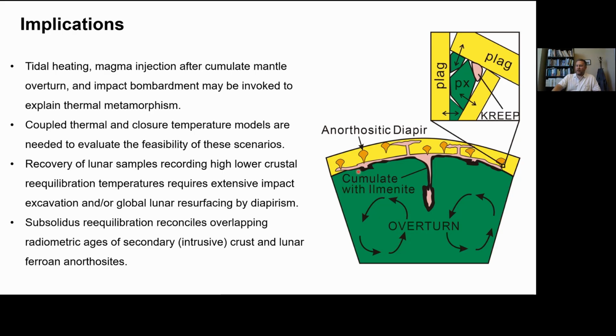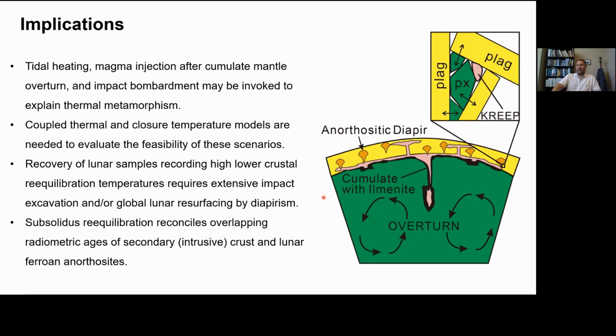And then an interesting point is that these, especially the ferroan anorthosites, come from the surface of the moon, but they record very high temperatures, 1050 to 1250. That means that the moon had to be resurfaced, right? They had to have come from the deep lunar interior, perhaps the mid-crust or the lower crust. And so, of course, that's going to require impact gardening or perhaps resurfacing by diapirism.